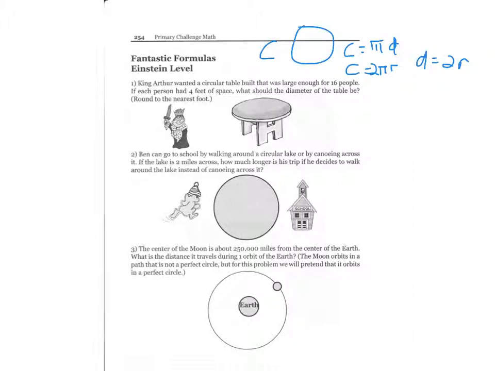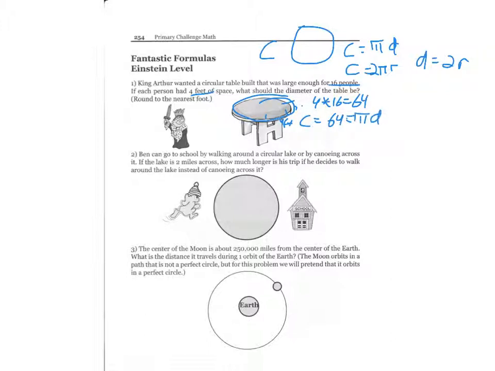Now, when we look at this, we say, okay, he wants to have 16 people, 4 feet of space. So around the table is 4 feet, 16 times. So he needs the table all the way around to be 4 times 16 equals 64. Okay, so we need the circumference to equal 64, which needs to then equal pi times the diameter.